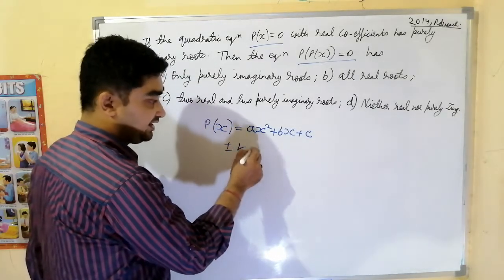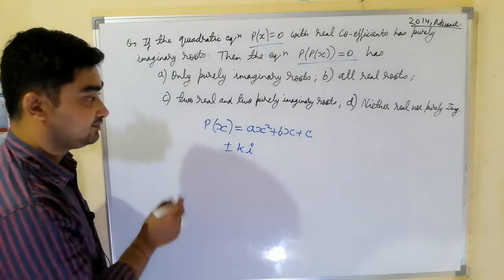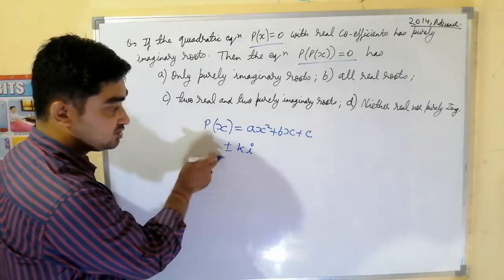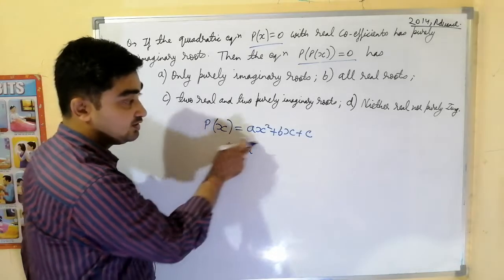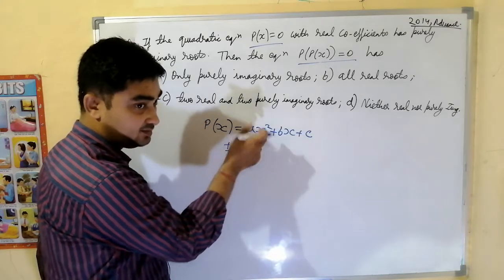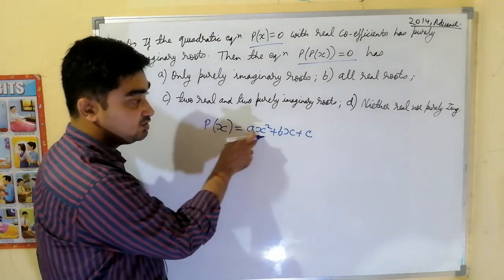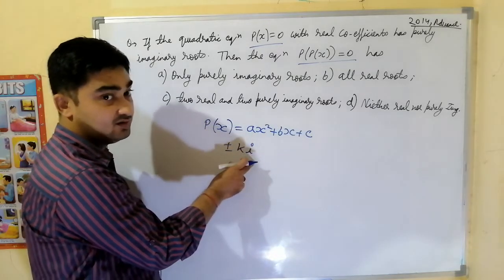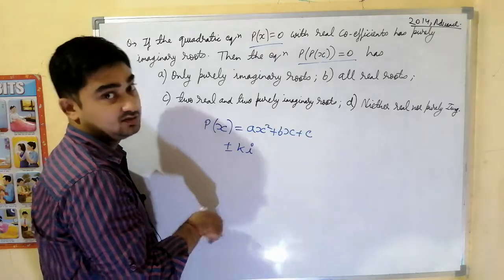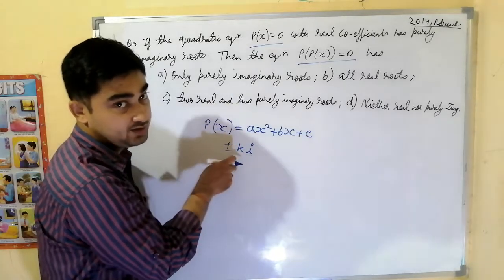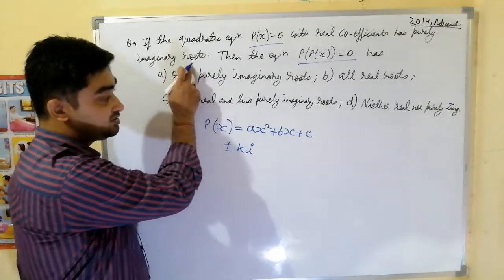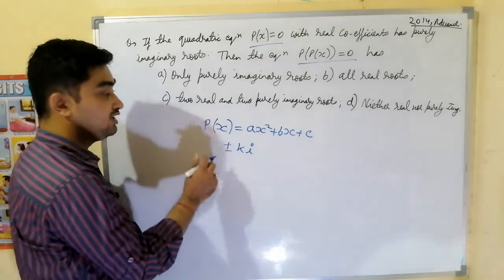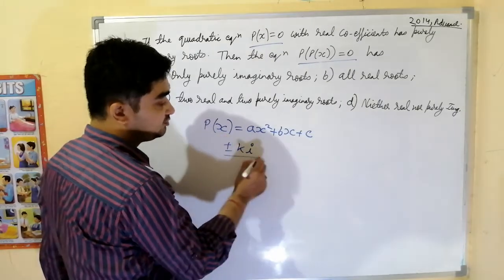Purely imaginary means k times some iota i, plus i or minus i, because they should be conjugates. Then only the sum of the roots will become 0, and the sum of the roots should be real because the sum is minus b by a, and b and a are real. So the imaginary part should cancel. That is possible only when they are conjugates. In this case they are purely imaginary, so there is no real part. So we have assumed that the roots are plus or minus ki.